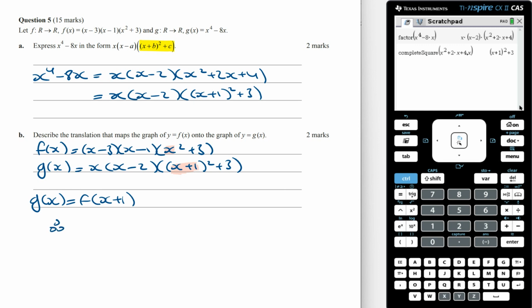f of x plus 1 in function notation means that we've translated the graph of f of x 1 unit to the left.